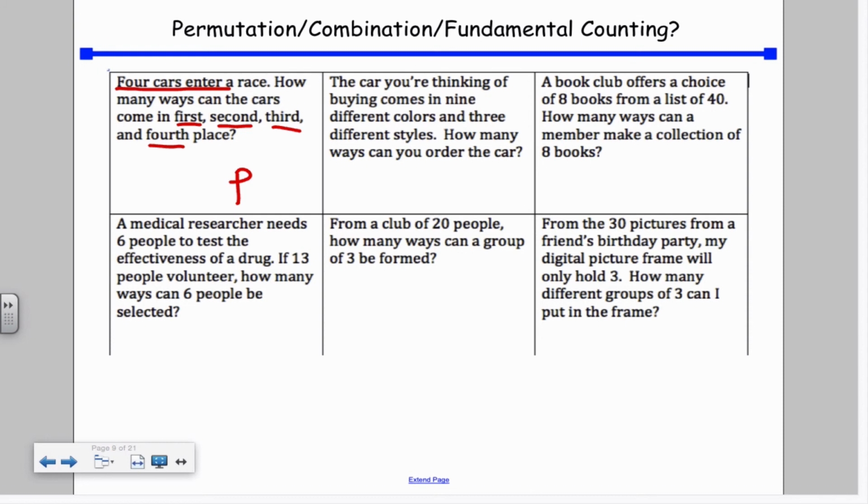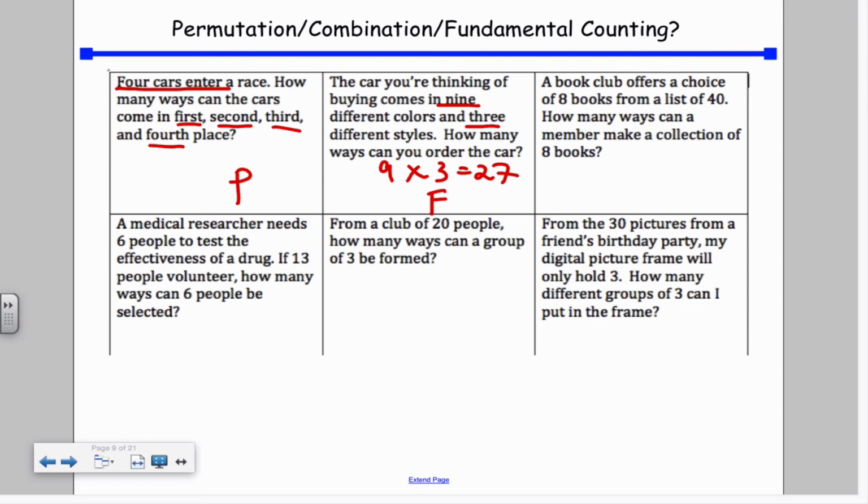Let's see the second one. The car you're thinking of comes in 9 colors and 3 different styles. How many ways can you order the car? Well, what we're going to have is 9 ways times 3, which is 27 possibilities. So this is a fundamental counting principle problem. I'll just write F for that.